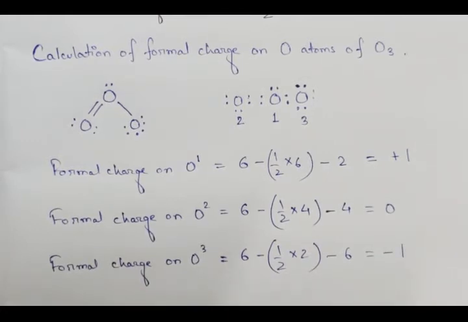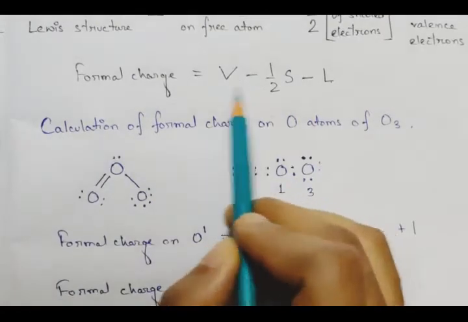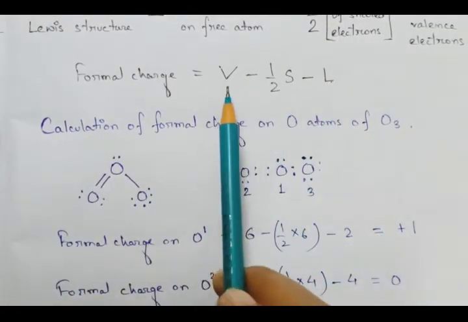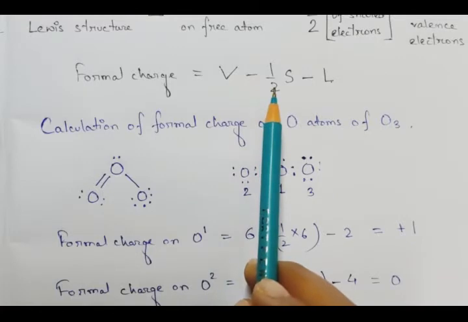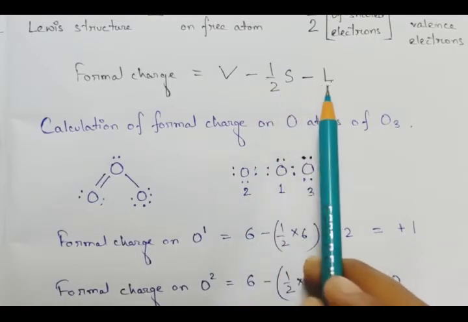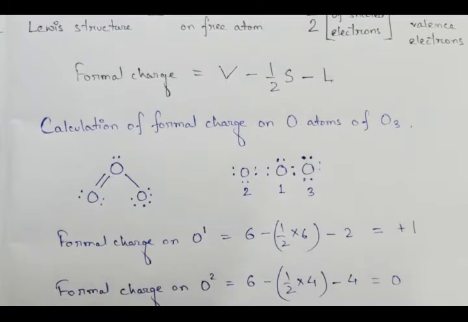So in this way we will calculate the formal charge on the separate atoms of a particular compound using this formula, that formal charge is equal to the number of valence electrons on the free atom minus half of the number of shared electrons minus the number of unshared electrons. Clear? Let's take another example.